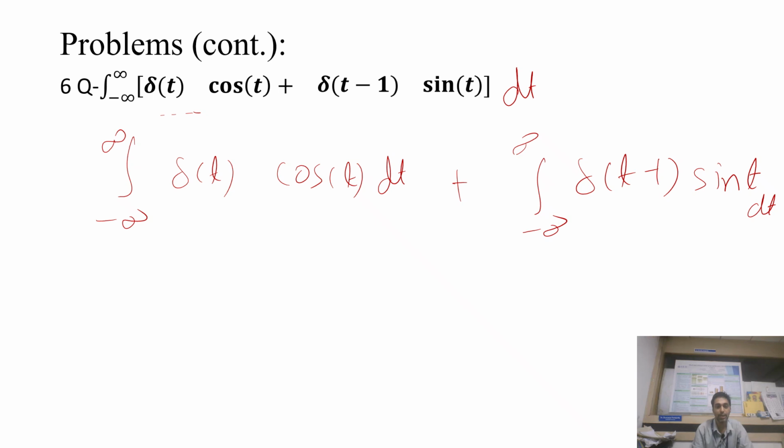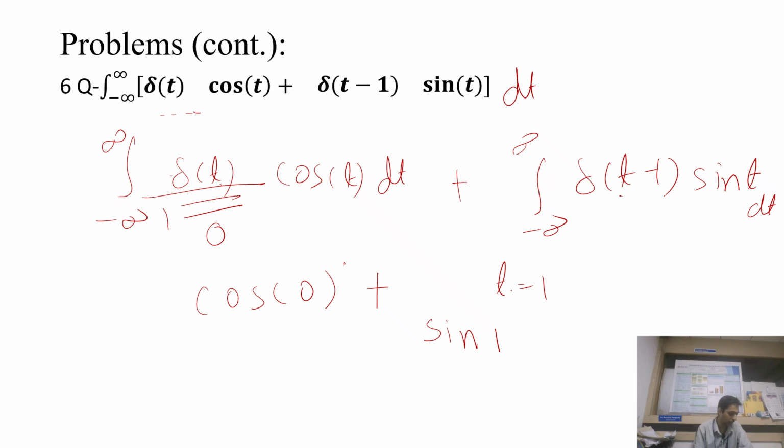Similarly, when t is equal to 0 only, I will get a value. So del of t is equal to 1. So here if I put cos 0, plus del of t minus 1. Del of t minus 1 means t is equal to 1 only, I will get this value 1. So t is equal to 1, and I will get sin 1. So what you got? Cos 0 plus sin 1. Cos 0 is 1. So 1 plus sin 1.